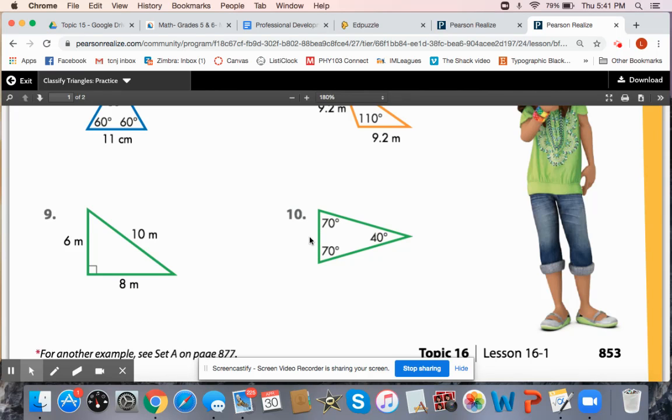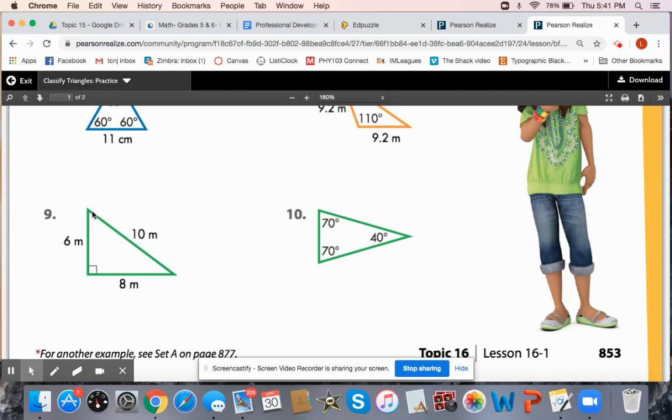Now, we don't know anything about the sides, but if it has two of the same angles, it has to have two of the same sides. So when a triangle has two sides the same length, it's isosceles. All right, some people are mixing up scalene and isosceles on the Google form. Isosceles is two sides the same length. So this triangle right here is acute isosceles.